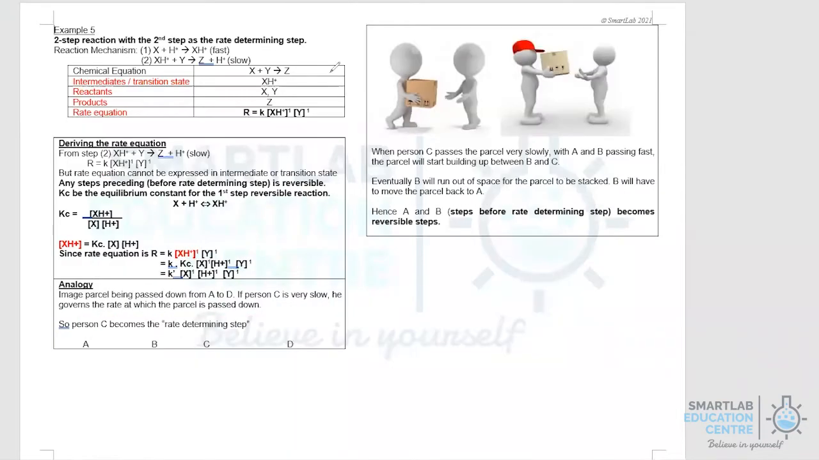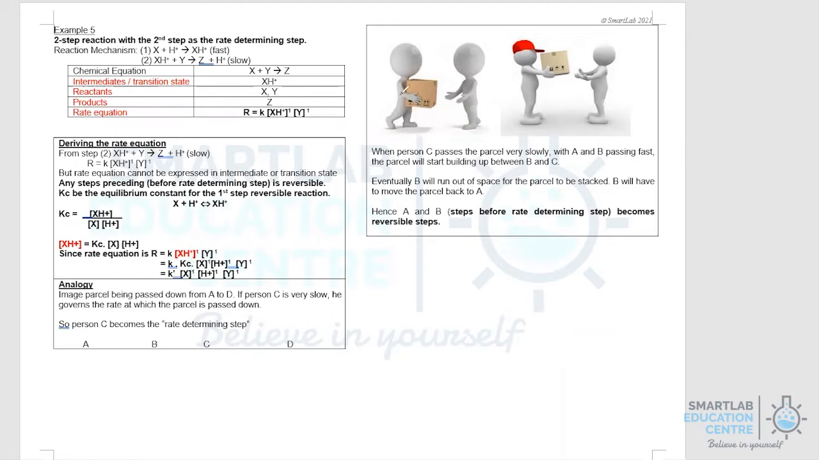Finally, we'll now take a look at what happens when the second step becomes the rate determining step. Thus far, in all the examples that we've covered, we have the first step as the slow step with a higher EA, and therefore the rate determining step. So in the case whereby the second step or the third step is the slow step, we need to bear in mind that any step that precedes it becomes reversible.